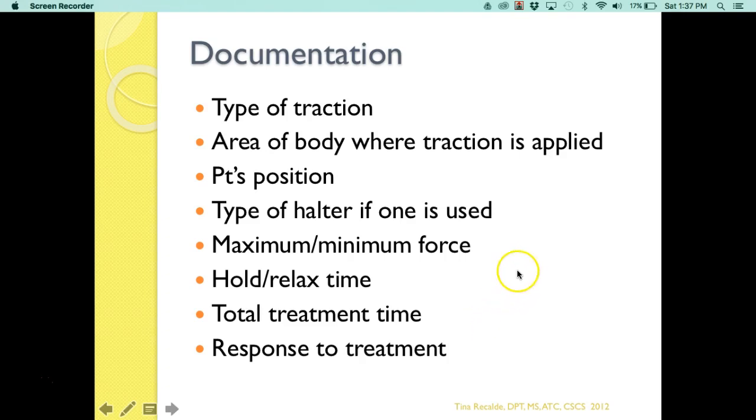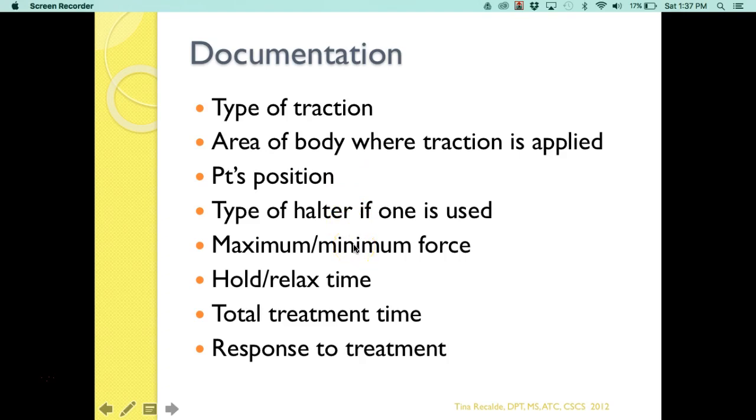The area of the body where your traction is applied. So we already just talked about the cervical versus the pelvic. Their position, and that would include supine with their legs at 90-90 versus supine. The type of halter, if one is used. Under patient's position, I want you to include the angle. So in the cervical spine, is it higher versus lower.